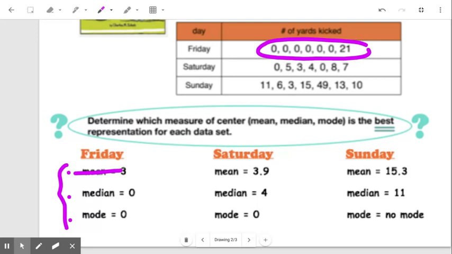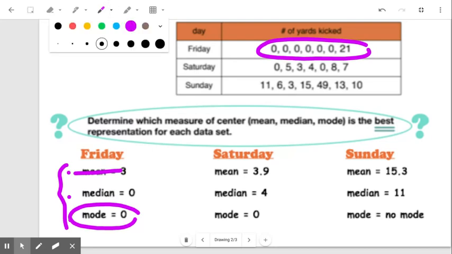Now, the median and mode are both 0. So either one would be an okay description or representation of this data, but I probably in particular would pick the mode, because remember, the mode is what happens most often. And although these numbers are both 0, the fact that it's the mode and I see that 0 happens 6 times makes it the best choice if I were going to pick one of these to represent the data. Okay, so for Friday, I would say the mode is most representative.